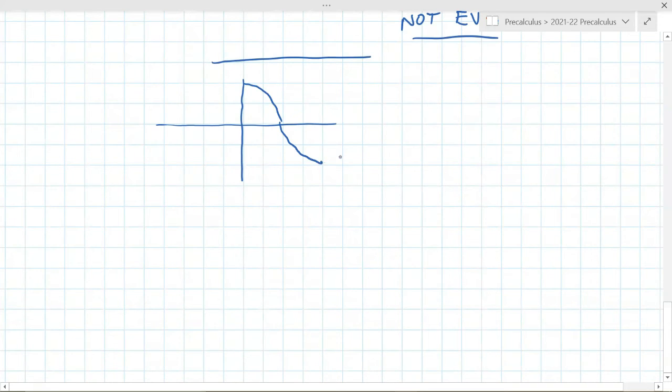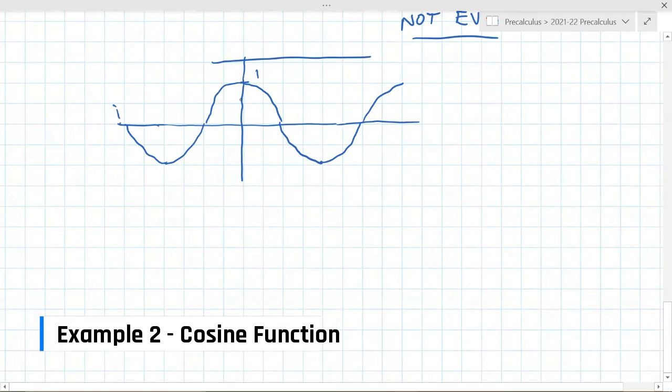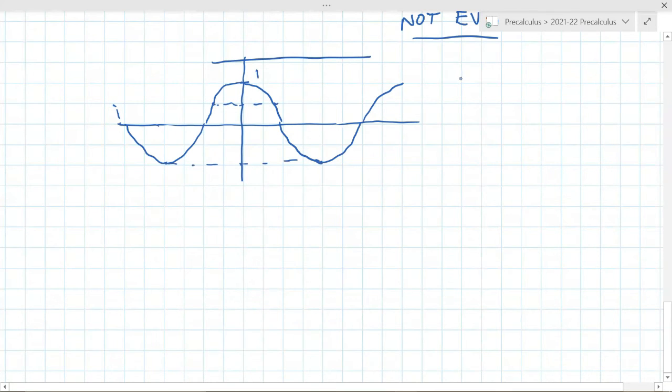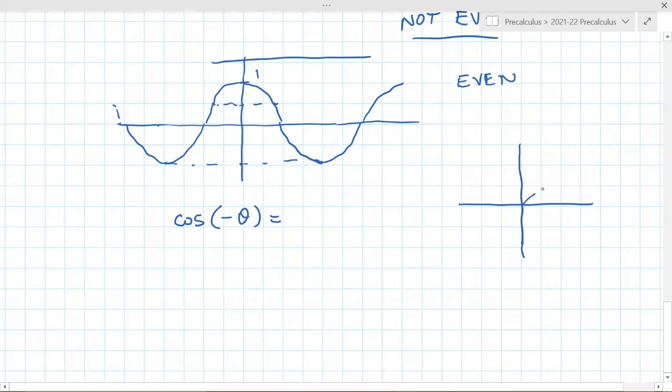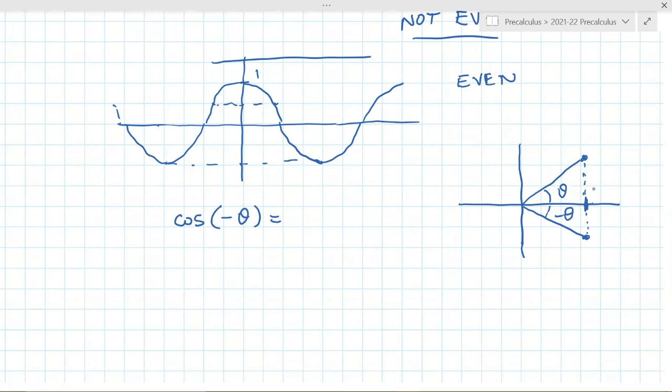What function is this? Cosine, right? Because it's starting at 1 here. Do you think this is even? It's symmetric, right? So it is symmetric. So this should be even. So how can we check? Cosine of negative theta or negative x. What is that equal to? So if you look in the, suppose that is theta, negative theta would be here. So on the unit circle, cosine of negative theta is this, and cosine of theta is also the same. On the unit circle, the x coordinate is cosine theta.